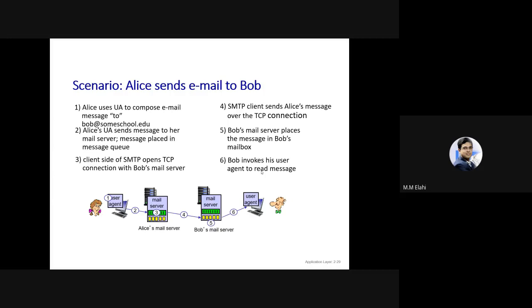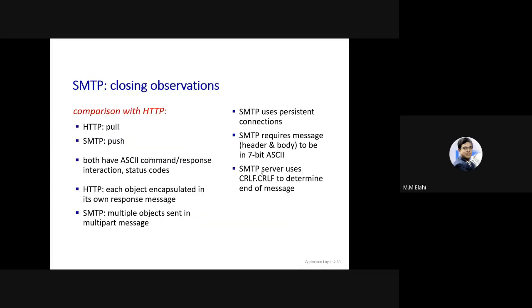Bob's user agent reads the message from the inbox. And this is not the SMTP protocol. This will actually use some other protocols. We'll see. But SMTP is the mail forwarding protocol. And SMTP has some similarity to HTTP. As I said, it uses TCP. It's a client-server architecture. It uses 7-bit ASCII code.